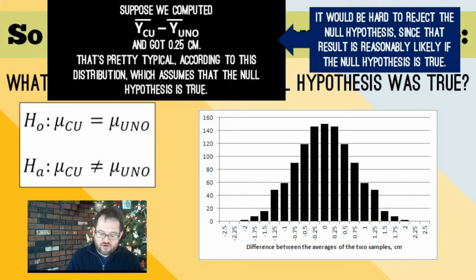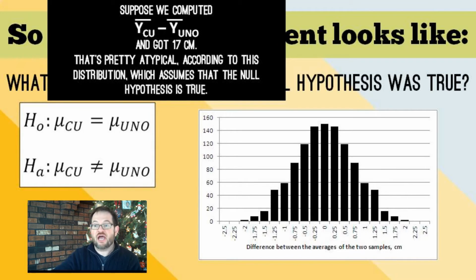Okay? On the other hand, let's say I measured the average height of Creighton students and the average height of UNO students, took the difference, and got that the difference was 17 centimeters. That's a big difference. From one person to another, 17 centimeters is no huge deal. But if you took the average, with some tall people and some short people, and you got a difference between the two groups of 17 centimeters, according to this distribution anyway, that would be really weird.